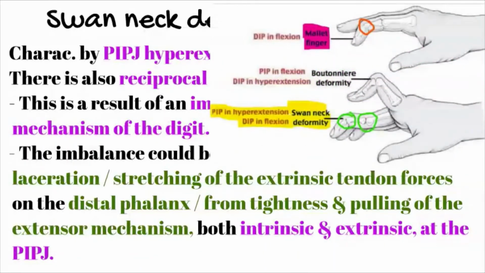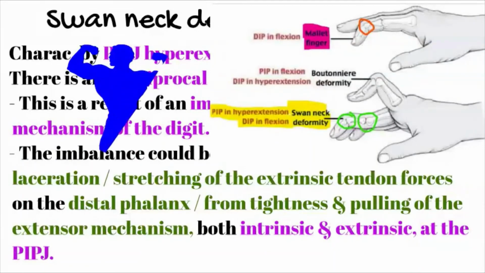This figure shows a characteristic swan neck deformity, with the proximal interphalangeal joint (PIPJ) in hyperextension and the distal interphalangeal joint (DIPJ) in flexion. Boutonniere deformity and mallet finger are also shown in the illustration.